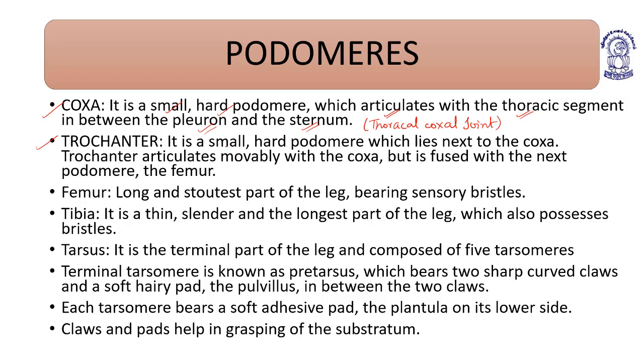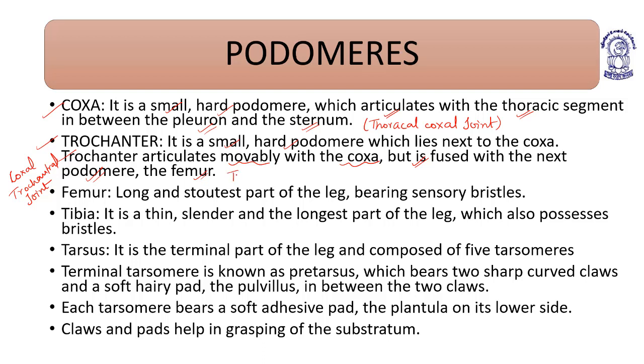Trochanter. Trochanter is a small, hard podomere which lies next to coxa. Trochanter articulates movably with coxa, with the coxal trochanteral joint. So trochanter is movable with coxa, but it is fused with the next podomere, femur. Okay.